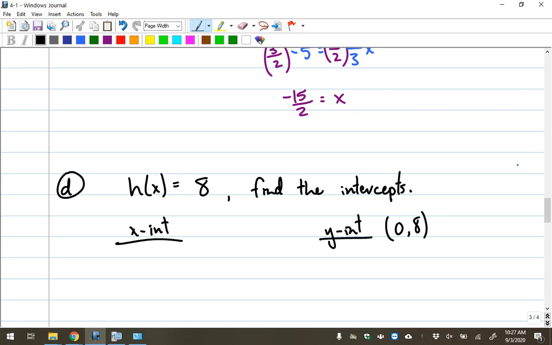So does this one even have an x-intercept? No. We know it's a horizontal line at y equals 8, so it's never going to touch that x-axis. They're parallel to one another. So you just write none on that. So it's possible to not have an x-intercept. If it's a vertical line, you wouldn't have a y-intercept. That sort of thing. So basic.